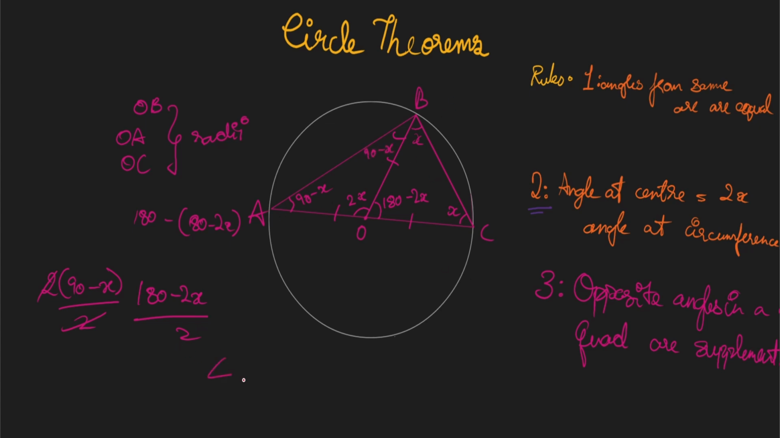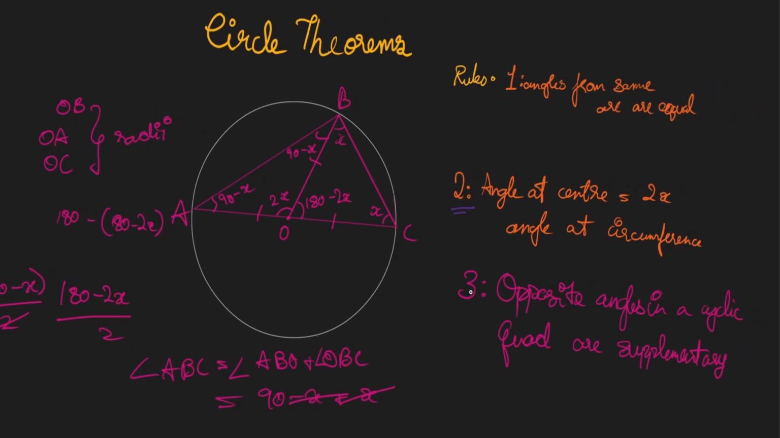Now angle ABC is very simply ABO plus OBC, and ABO is nothing but 90 minus x, and OBC is just x, so minus x and plus x would cancel, and you get angle ABC is equal to 90 degrees. So that's our fourth theorem. The angle in a semicircle is equal to 90 degrees.